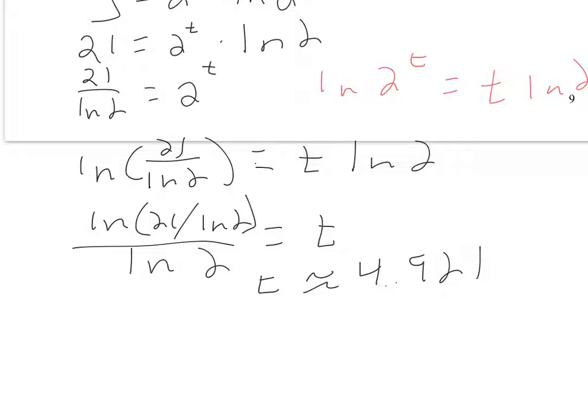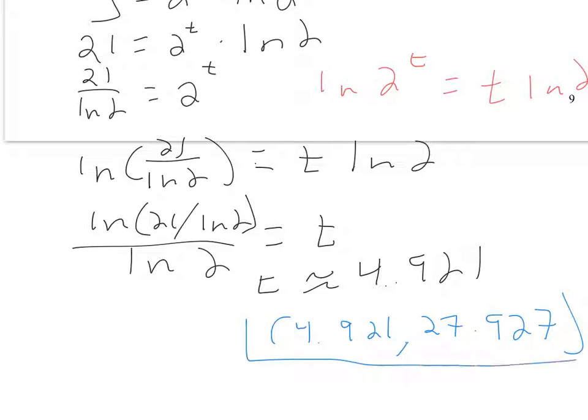So you need to know the point at which this occurs. So we're going to take this and put it back into the original function, the 2 to the t minus 3. And when you do that, the final answer has an x-coordinate of 4.921 and a y-coordinate of 27.927. Okay, kind of disgusting, but not all that bad.